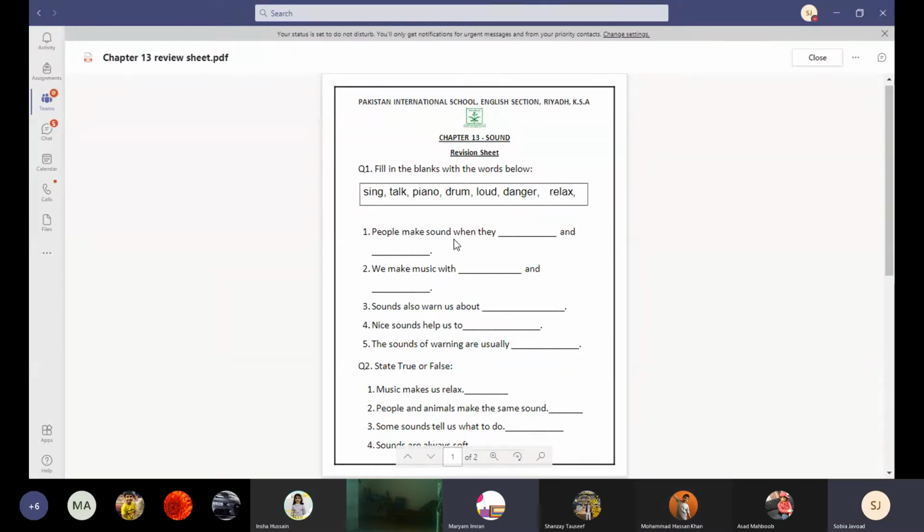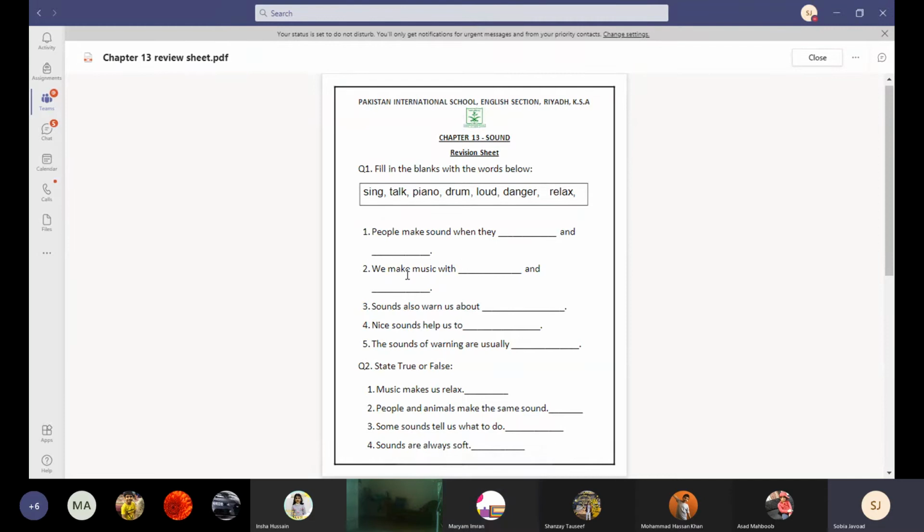Okay. Now, people make sound when they dash and dash. When they talk and... Yes, please choose the word from the word bank. Mariam, what should be there? People make sound when we talk and when we sing.